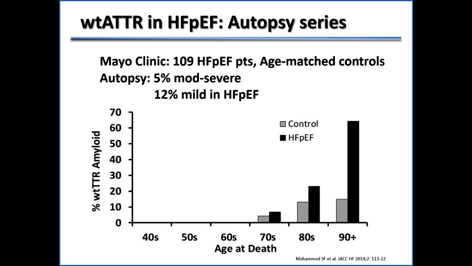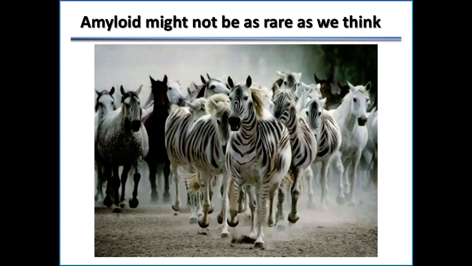deposition. And on the bottom, what you see is as we get older, it's much, much more common, so it's in the 80s to 90s. So in summary, amyloid probably not. Really want to think about amyloid when you can't explain why they have HFpEF with a combination of other findings.